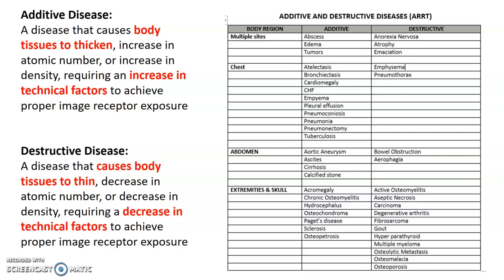They require an increase in technical factors. Destructive is when the disease causes the body tissues to thin. There's a decrease in everything, and then you decrease technical factors. So make yourself some flashcards for these. For abdomen, what are the additive? What are the destructive? Chest x-ray, and just think, you guys know this.